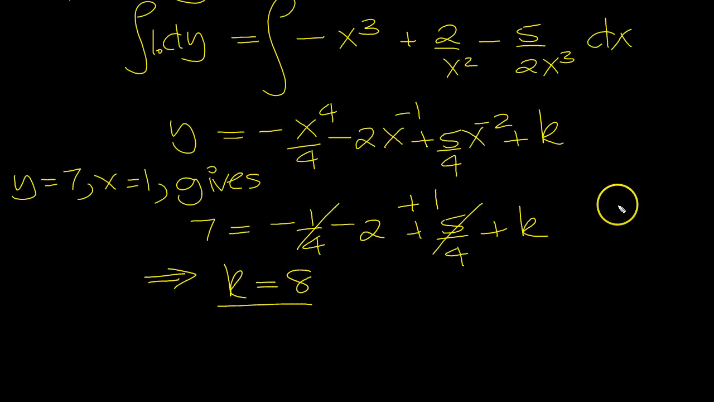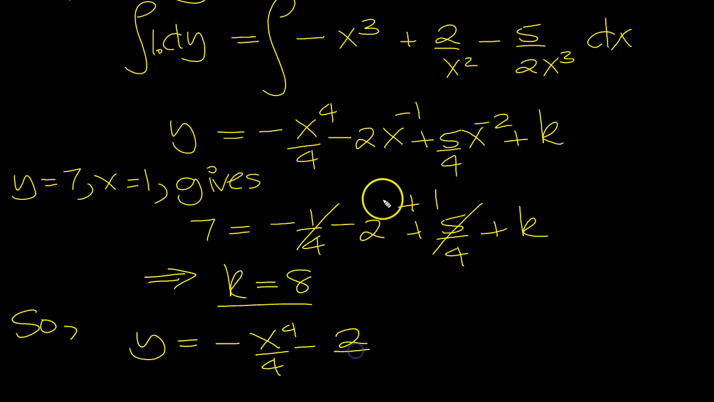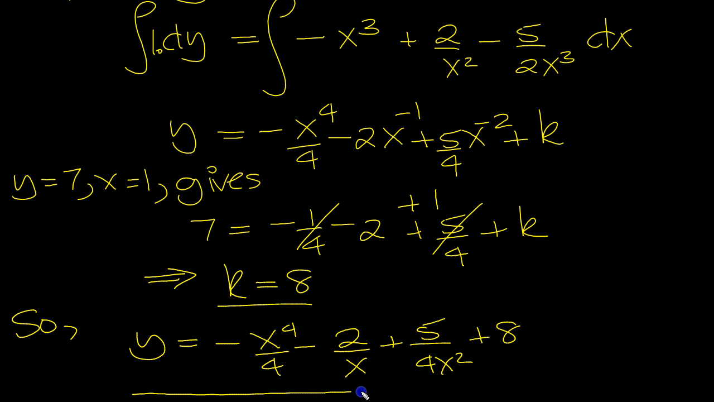So our initial condition, our particular solution then, y is equal to minus x to the 4 over 4, minus 2, and I'm going to put this underneath now as x to the 1, plus 5 over 4x squared, just seems easier on the eye, plus our k value, which is 8. And that's the solution to the differential equation.